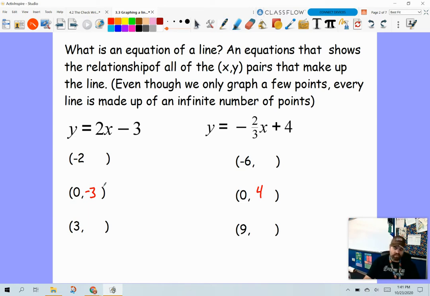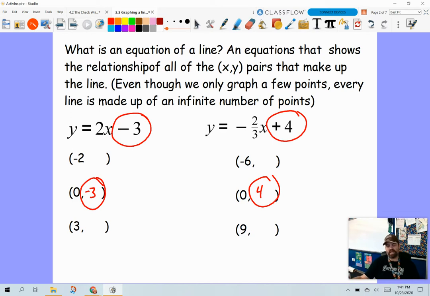What I want you guys to realize is that the number that came out when we plugged in 0 is the end of the function here. It's the end of the equation of the line. That specific point, when you plug in 0, what comes out is called the y-intercept.